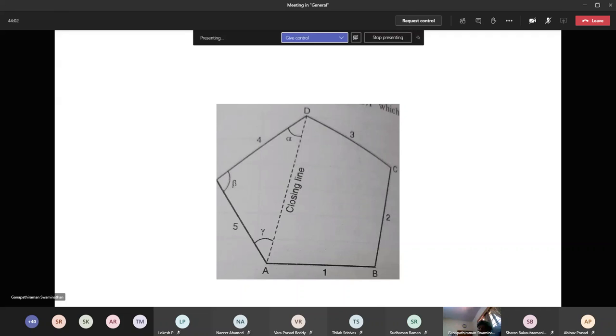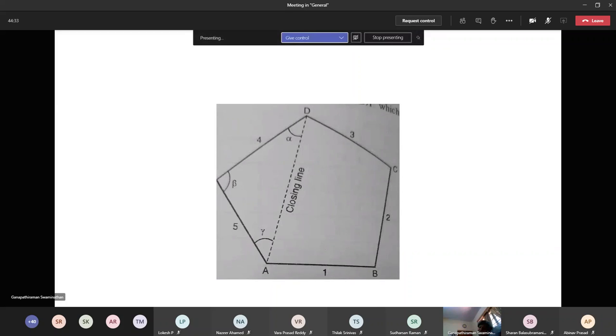Alpha is known, gamma is known. What is beta? 180 minus alpha plus beta. You know alpha, you know beta, you know gamma, you know DA, you know what DE is. How will you solve that? Sine rule or cosine rule? The sine rule is very simple, isn't it?